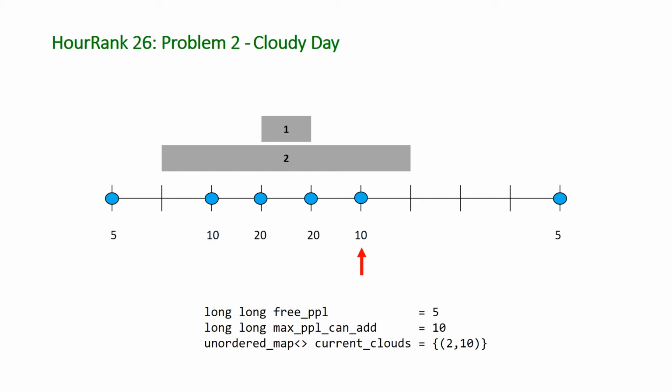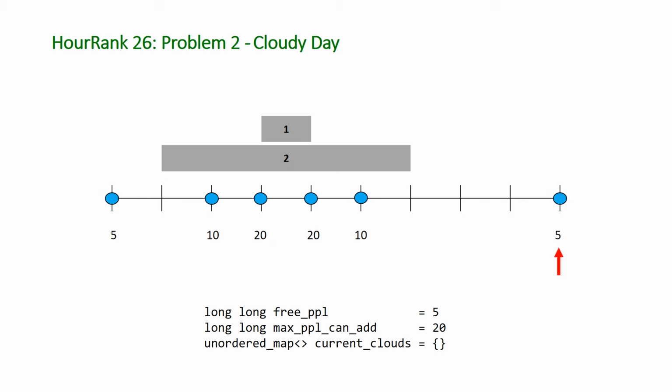Now we're back to only having one cloud, so the size of our map is going to be 1, and so we are going to do a plus equals to the value of the only item in our map. And once again, we are going to set max people can add equal to the maximum of its current value and the result of the plus equals we just did on the value of our cloud in the map. And we move to the next point on the horizontal line. This is just going to consist of removing cloud 2 from our map.